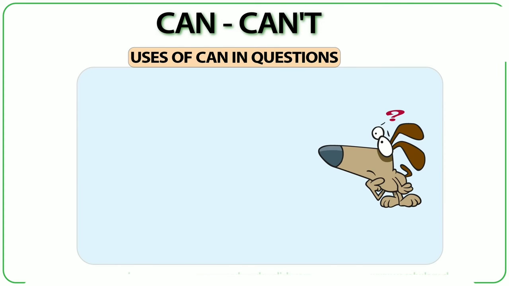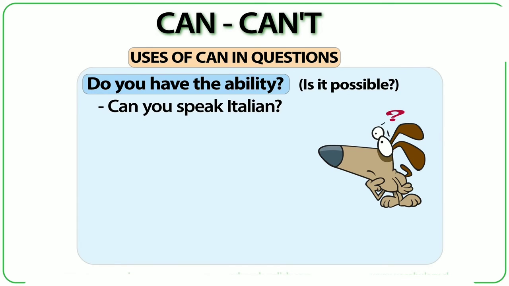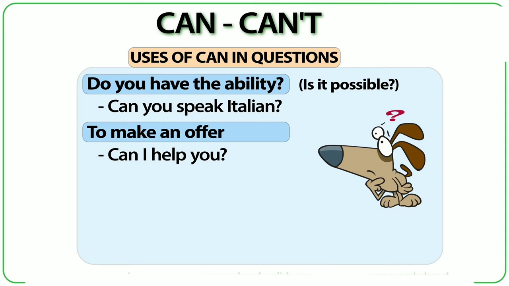The uses of can in questions. Can in a question can mean, do you have the ability, or is it possible? Can you speak Italian? Do you have the ability? Is it possible for you to speak Italian? Can is also used in questions to make an offer. Can I help you? I am offering to help you.